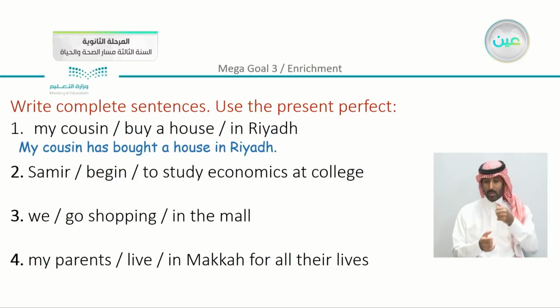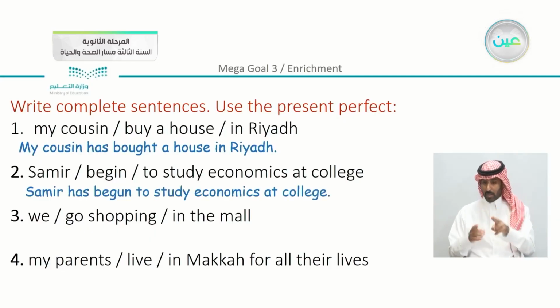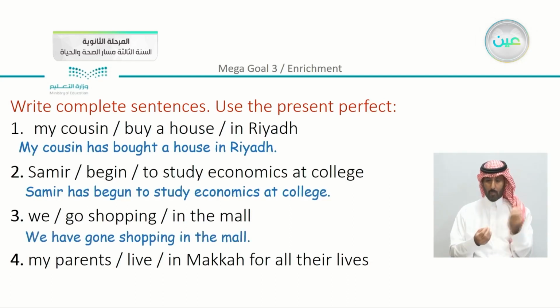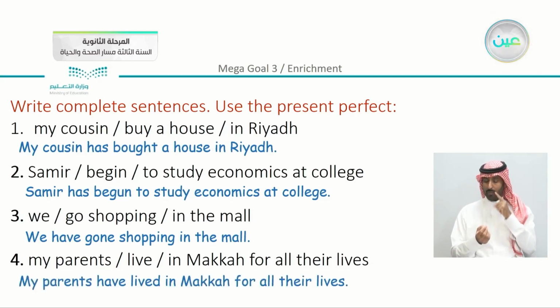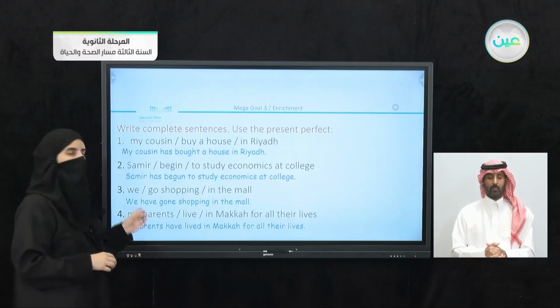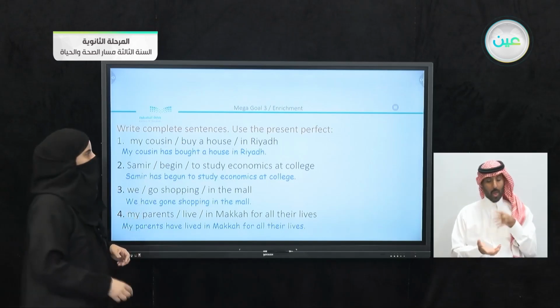Samir began to study economics at college. We say here, Samir has begun to study economics at college. We go shopping in the mall. We say here that we have gone shopping at the mall or in the mall. My parents live in Mecca for all their lives. Here the sentence completely becomes, my parents have lived in Mecca all their lives.